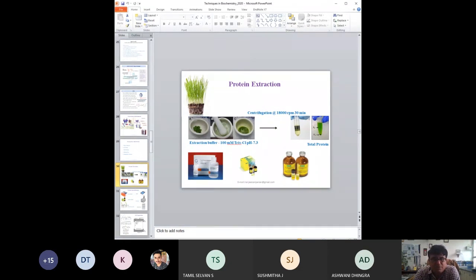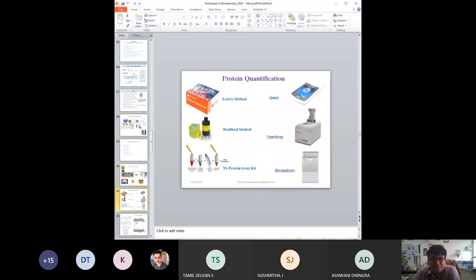I also told you about the buffer and the different kits available for the extraction of protein. I told you that the advantage of using a kit is that it will not only help you in extracting the protein, but also in purifying the protein simultaneously. Then I explained the different methods for protein quantification, where I told you we have kit-based methods, like Lowry's method, Bradford dye, and the non-interfering protein assay kit. These are some of the kit-based methods which people use.